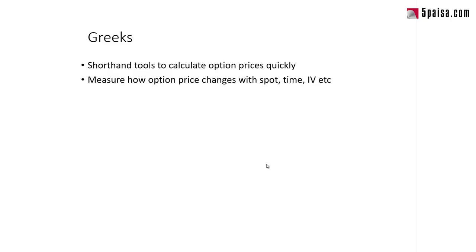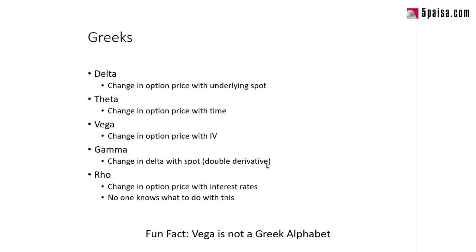Right. So now let's jump into Greeks. Greeks are shorthand tools to calculate option prices quickly. We'll see how it is done very soon. It's also a measure of how option price changes with respect to spot or time or IV. So this is the basic definition of Greeks: a shorthand to calculate option prices quickly and to measure how option prices change.